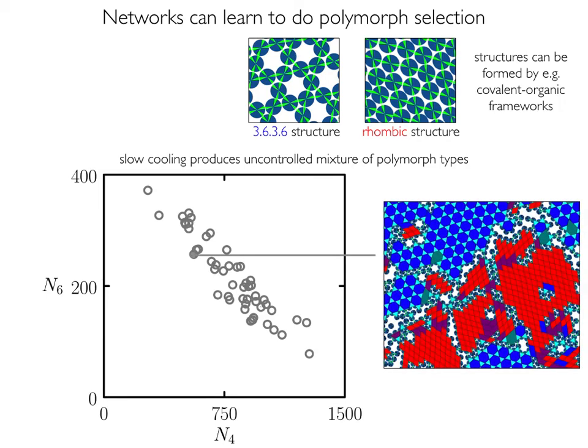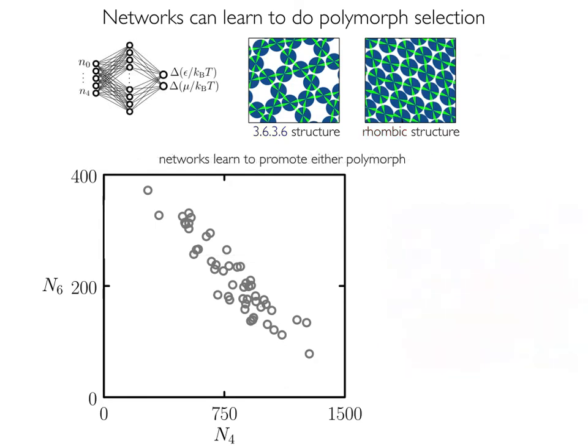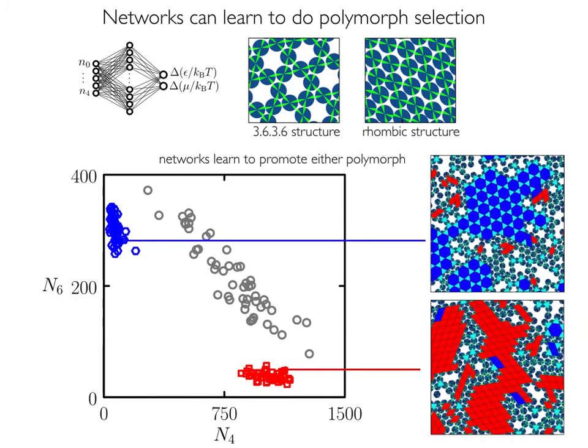Under evolutionary learning, we managed to learn protocols that produce either one or the other of these polymorphs in a reliable way. The colored symbols represent 50 independent simulations using the best protocol learned upon specifying one or the other order parameters as the genetic search parameter.